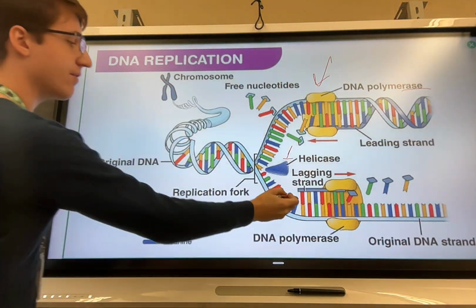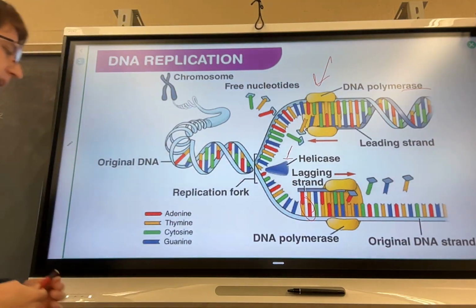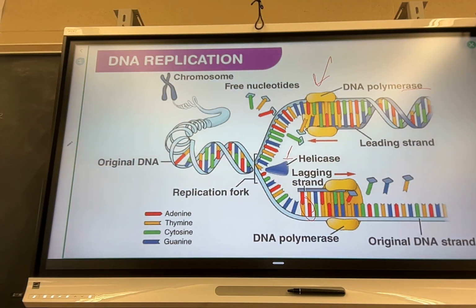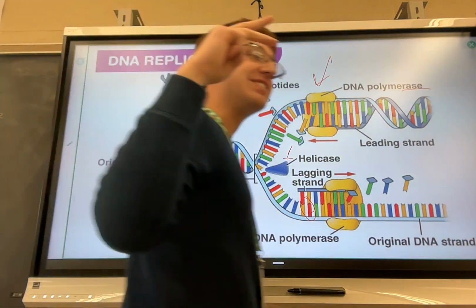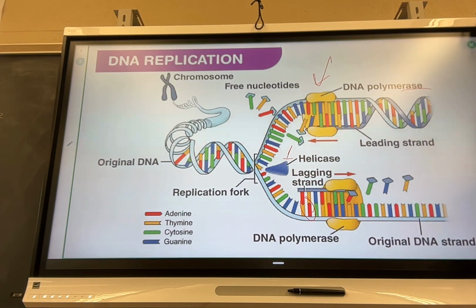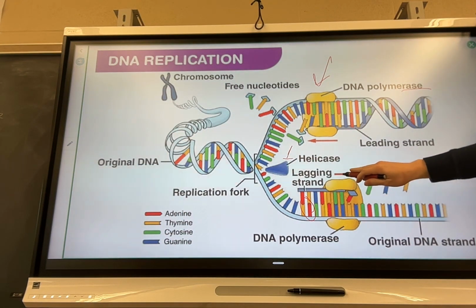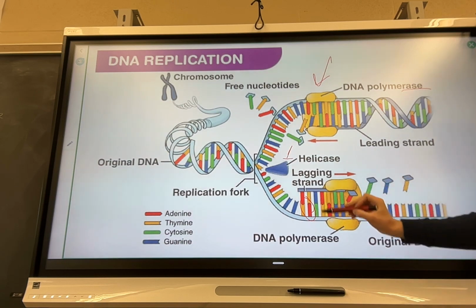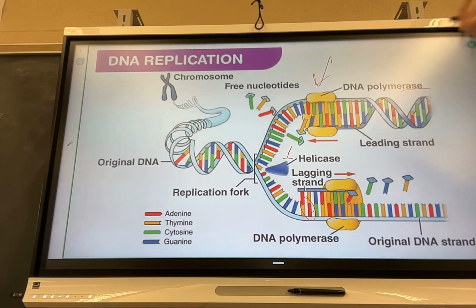Each of these different pairs, anybody remember the 4 letters that we use? A, T, C, G. A always bonds with T, C always bonds with G. So in this case, the polymerase can figure out that, oh, an A is there, I need a T. A C is there, I need a G. A G is there, I need a C. And it just keeps stacking them on.